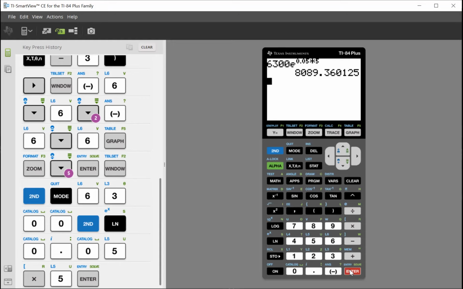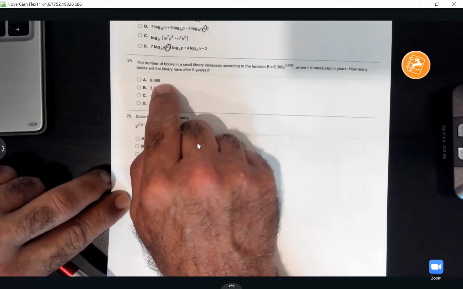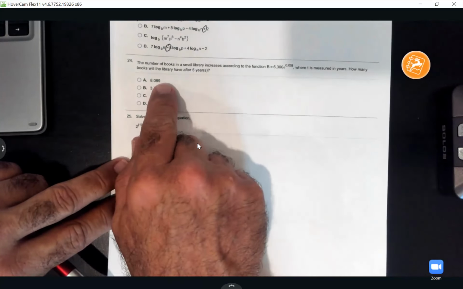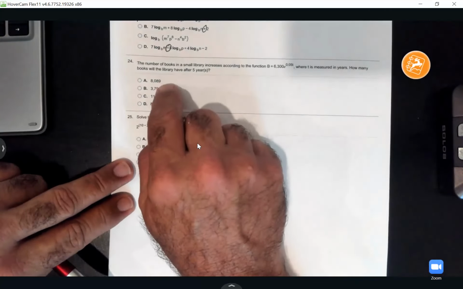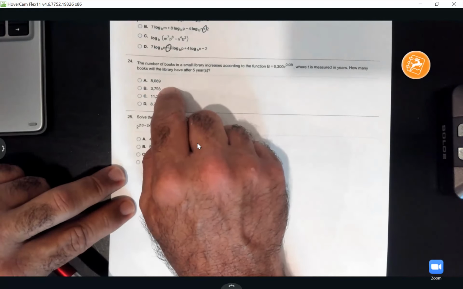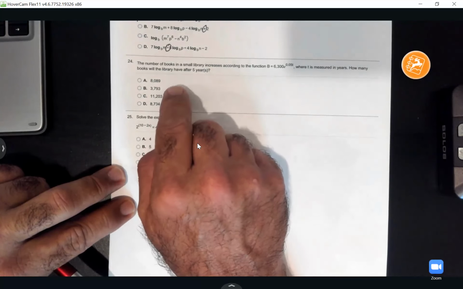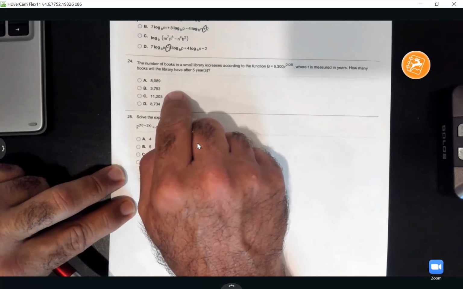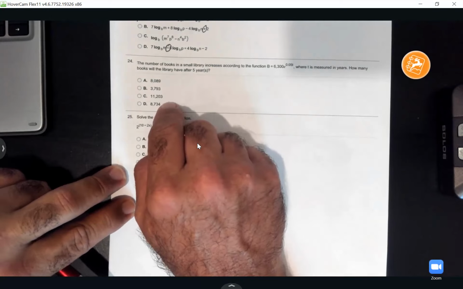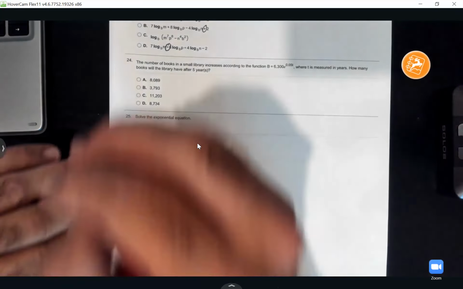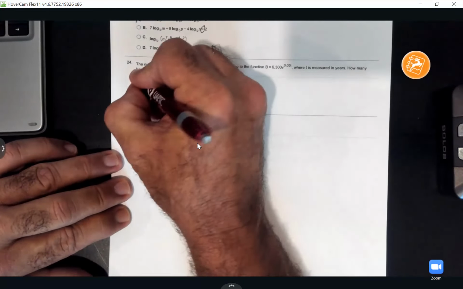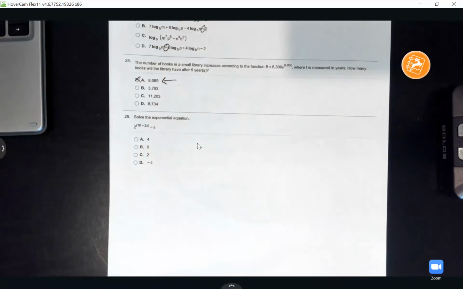So let me go back to the page. So 8,089. Look, they're rounding it off to the nearest book. So there's our 8,089. There's no way it could be B because that's fewer books. Now C and D did increase, but it looks like C went way too high and D was a little higher than we needed. So if you push that in correctly, you will definitely get one of those 4 answers, okay?